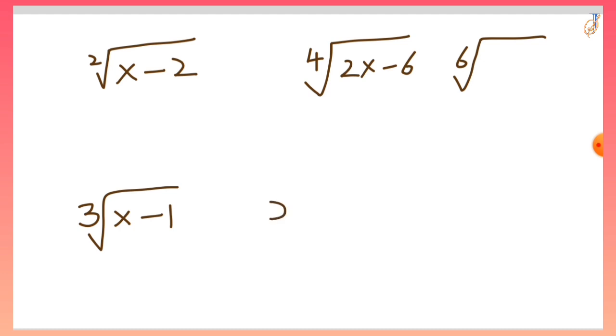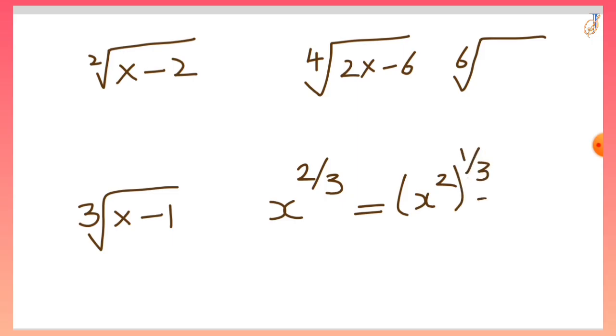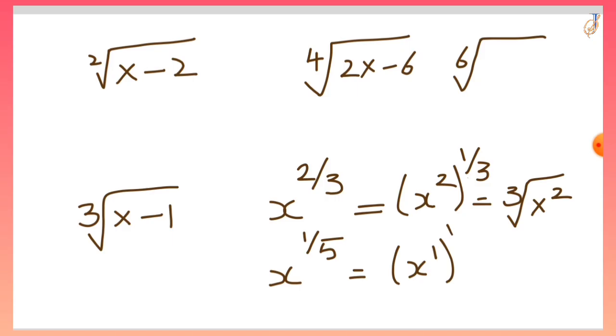Suppose we have x raised to the power of 2 over 3. It is nothing but x raised to the power of 2, whole power 1 over 3, isn't it? So we can write this as the cube root of x power 2. Raised to the power of 1 over 5, we can write this as x power 1, whole power 1 over 5. We can write this as the fifth root of x.